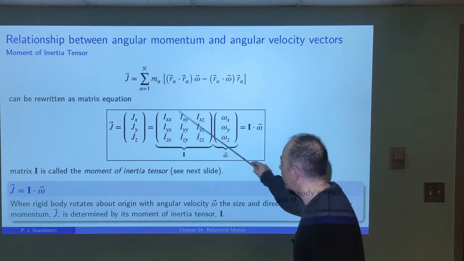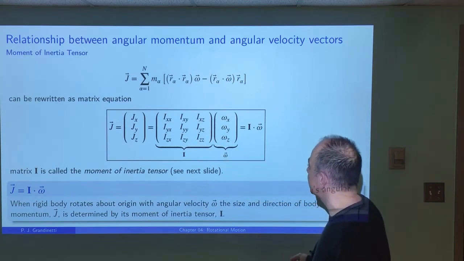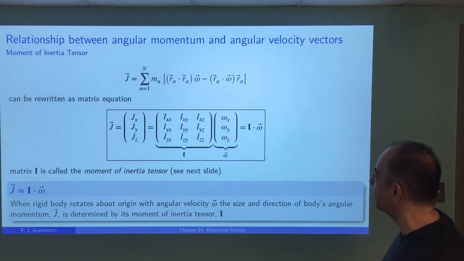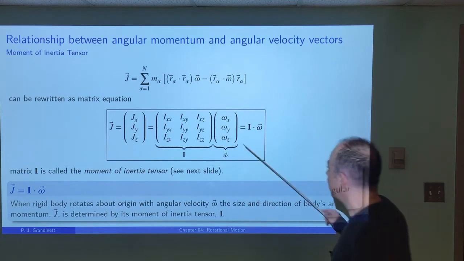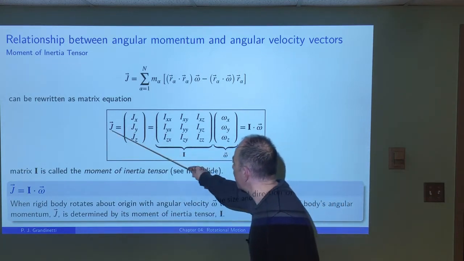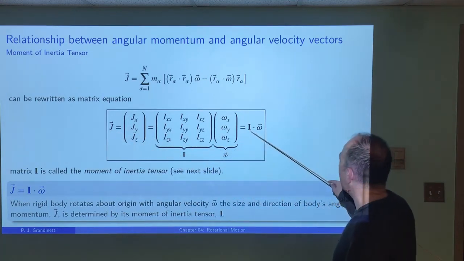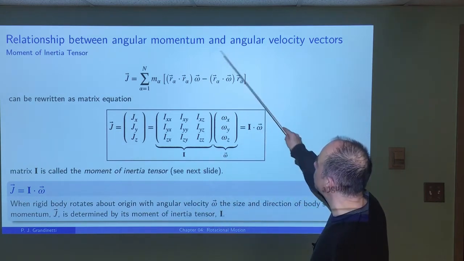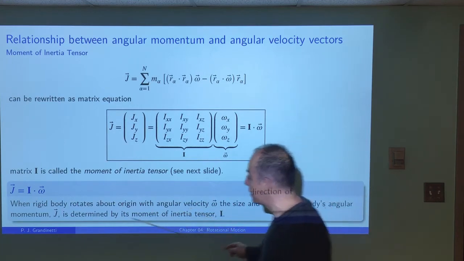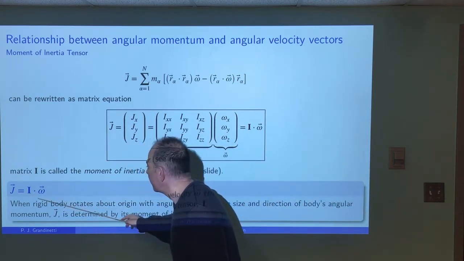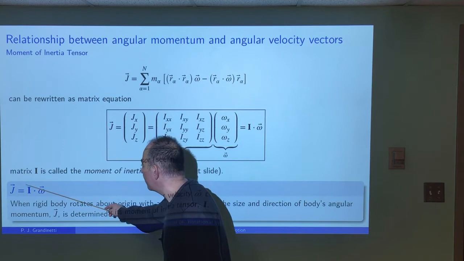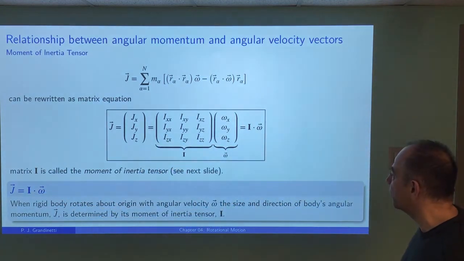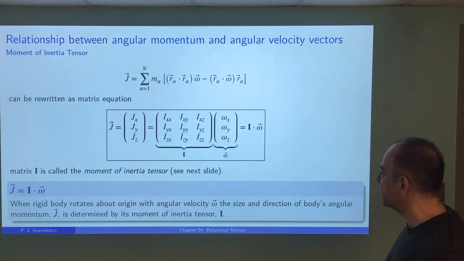What the components in this matrix are, we're going to see in the next slide, but they're going to involve just the mass and the position vectors of the particles in our rigid body. So I'm going to write down this expression then, J is equal to I dot omega, and that is our relationship. That's the relationship between the angular momentum and the angular velocity vector. These two vectors are going to be related by this one matrix called the moment of inertia tensor, which maybe you remember from your undergraduate physics course.